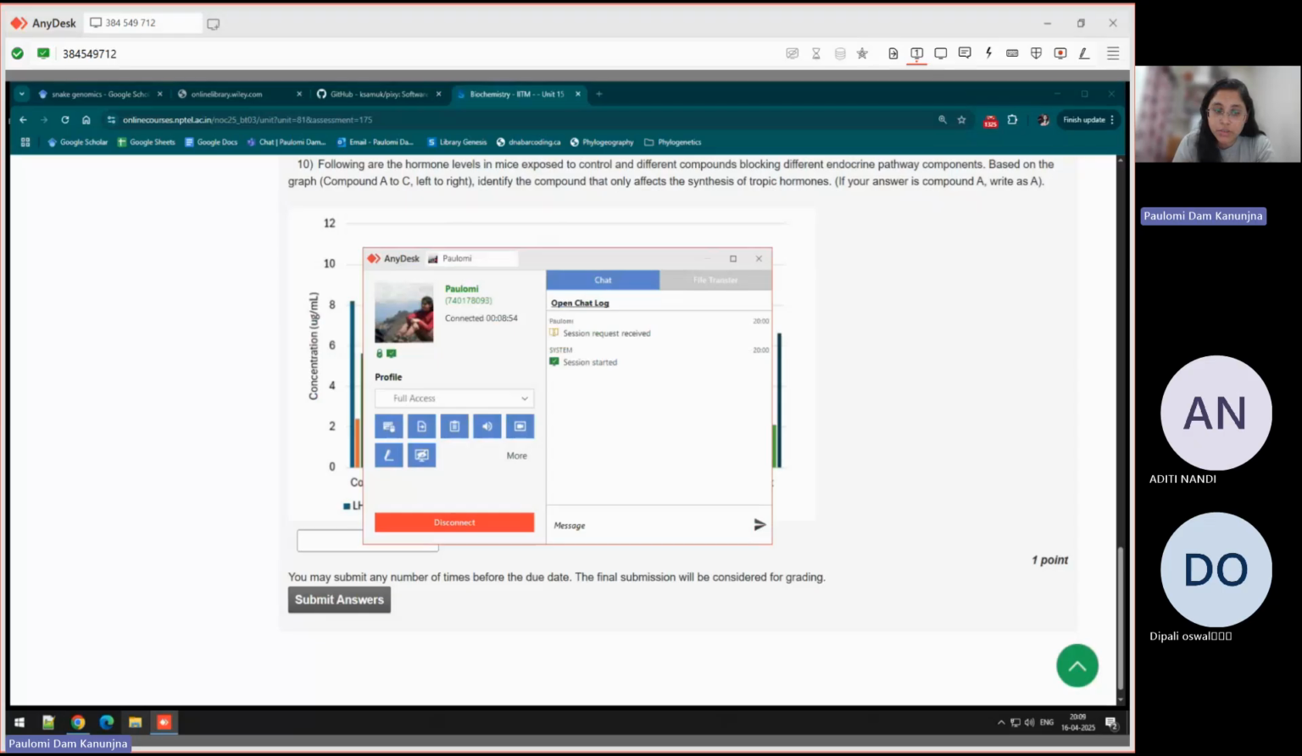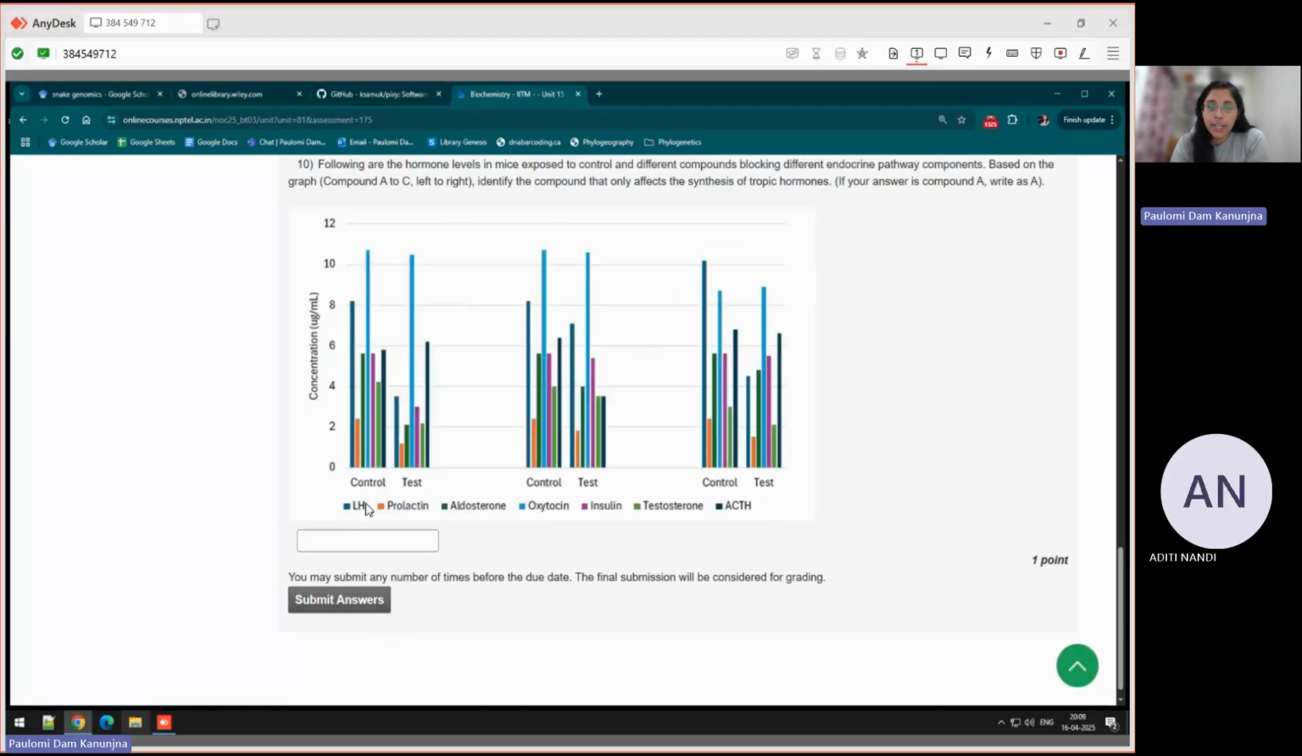Did you get the flow? I cannot give you the correct answer because this is not released yet, but I can walk you through it. So you have luteinizing hormone. Its value, you should see, is decreasing. This one is not decreasing, and this one is decreasing to a greater extent, right? Similarly, you should compare the orange bar for the first, the second and the third. First identify the tropic hormones and then compare them across the compounds. That is what you're supposed to do.